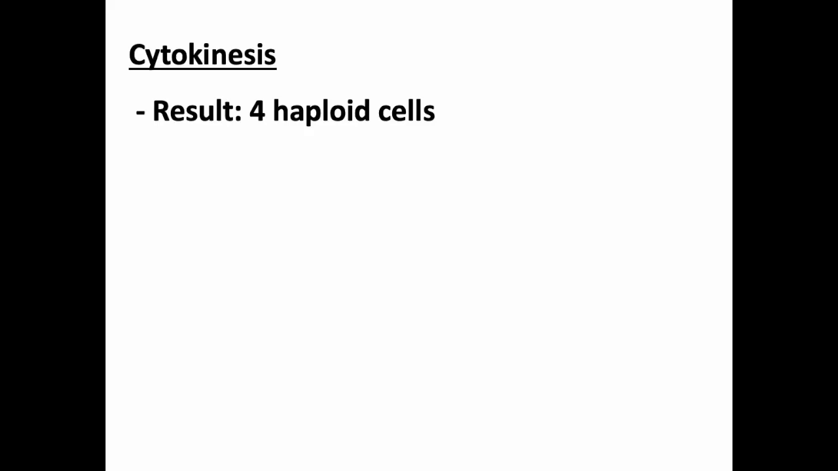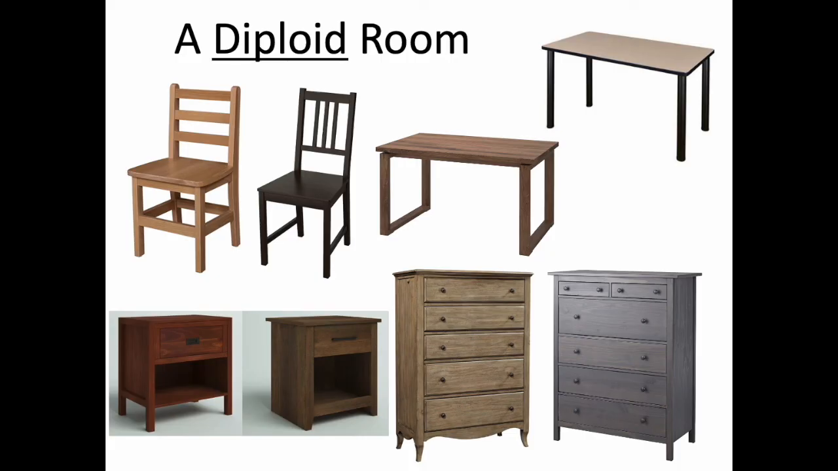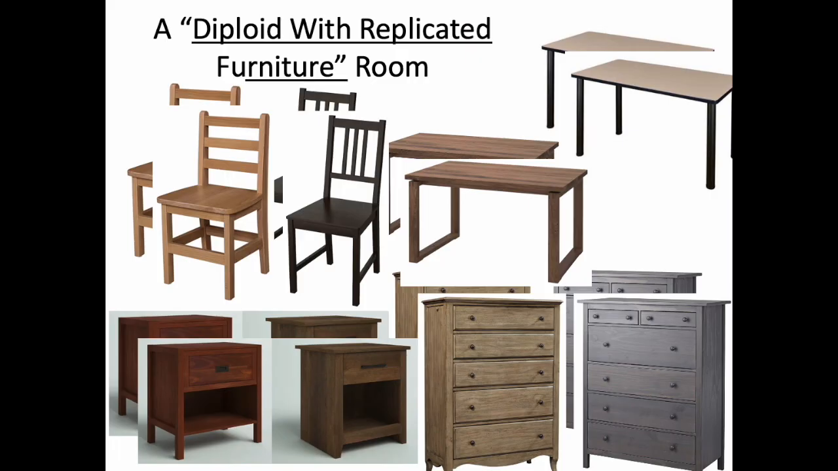So, let's go back to furniture once again. We started with a diploid room, 2 copies of each chromosome. We had interphase, which means we had DNA replication as part of interphase. We created a diploid room with replicated furniture. It's starting to look a little messy, but this is what happens during interphase. We replicated everything.